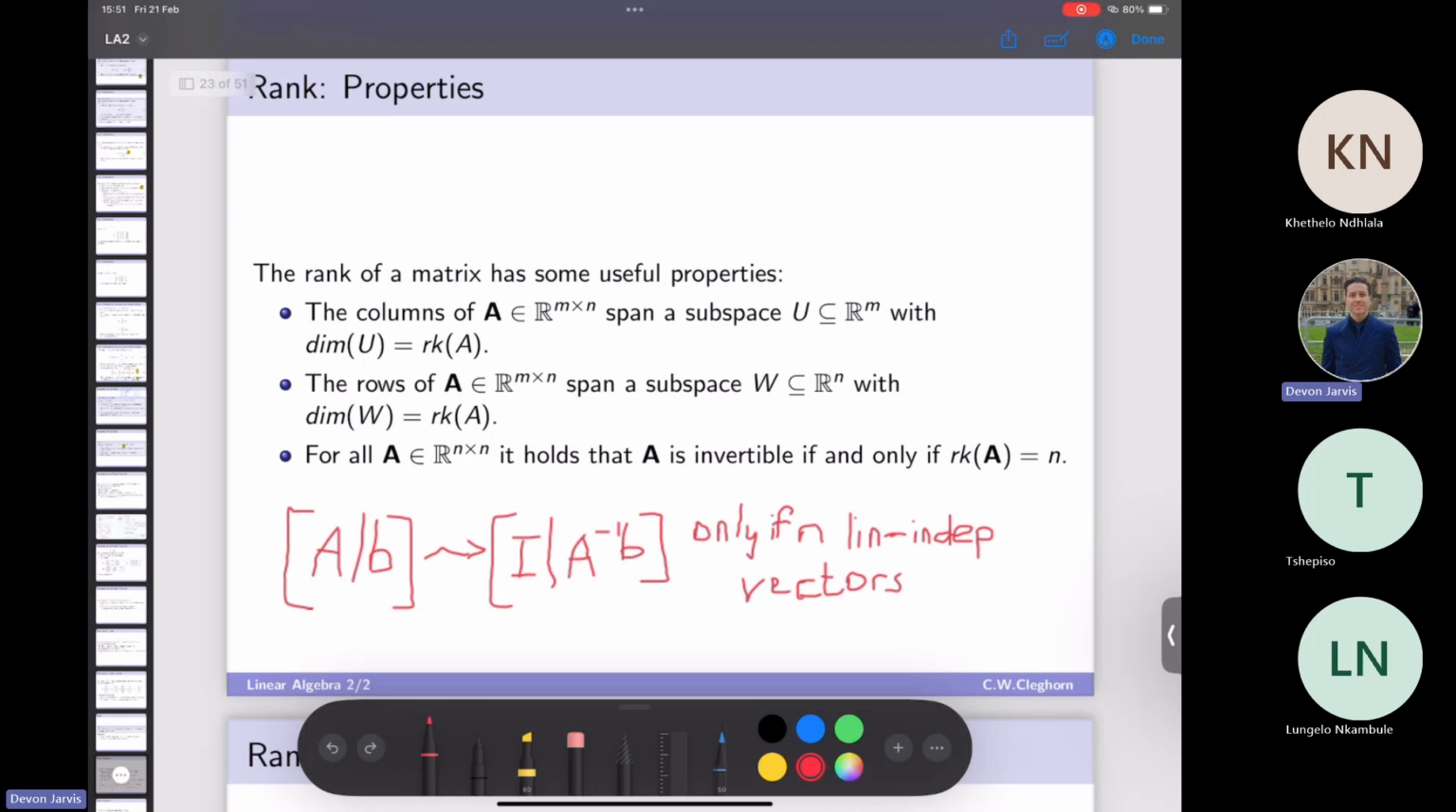So the columns of A for an n by n matrix span the subspace U, with the dimension of U being rank A. The rows of A span a subspace W. It's a different subspace now. Obviously, it's embedded in Rn and Rm, the earlier one is Rm, with the dimension of W being the rank of A. And so for all A, n by n, it holds that A is invertible if and only if the rank of A is n. Okay, so to answer your question, you are correct. It had to be n dimensions there. Okay.